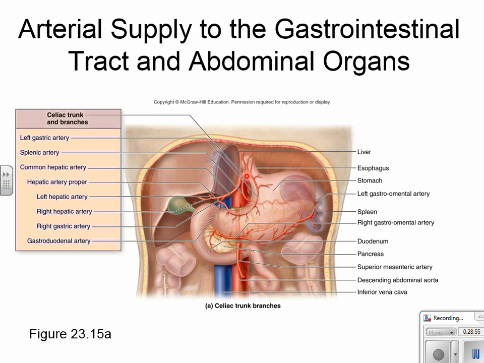I said upper stuff. So this is the one that really is the best to talk about it. It says right here, celiac trunk and its branches. There it is.